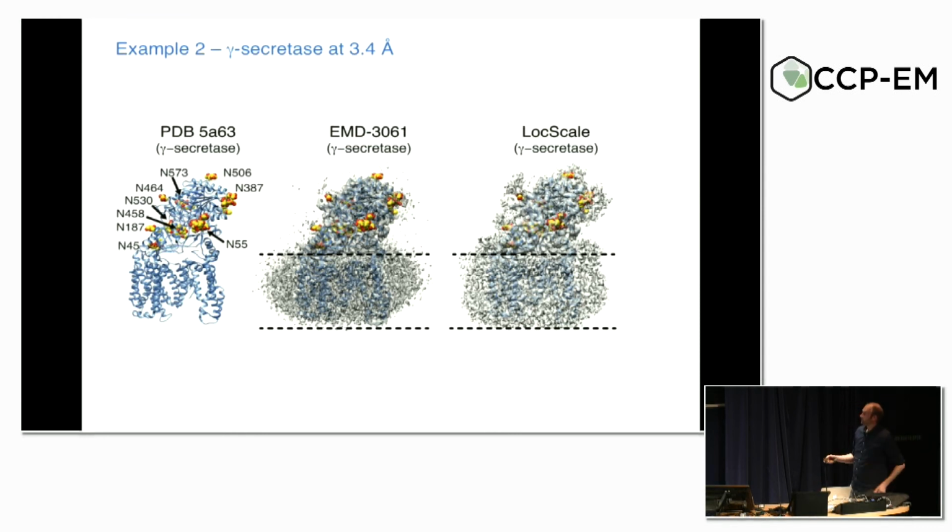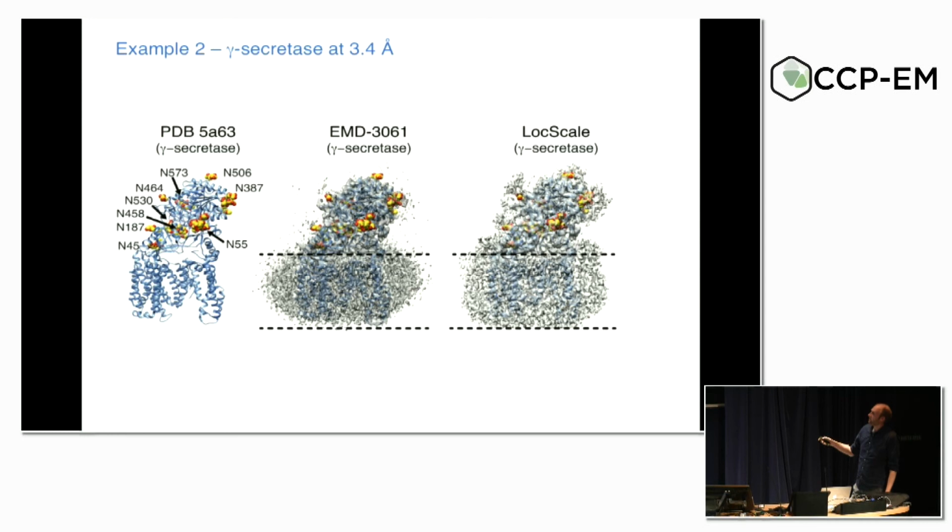This is another example. This is gamma secretase at 3.4 angstrom resolution, a beautiful structure which shows quite a number of N-linked glycans. You see that this is a PDB model, and all the yellow ball models are asparagines at which N-linked glycans are attached. This is the density from the EMDB. You see here the transmembrane region, and the region in which the N-linked glycans are, on the extracellular side of the membrane.